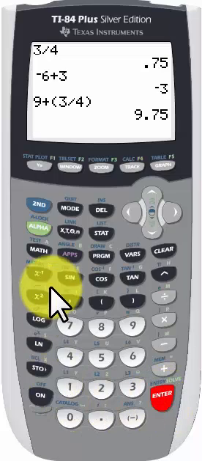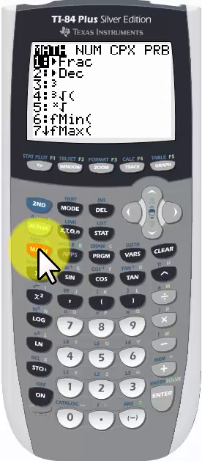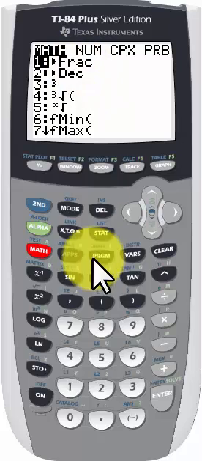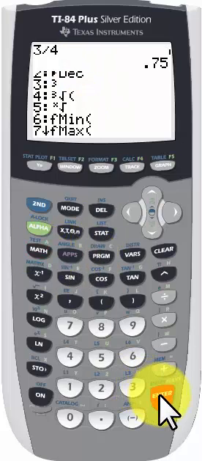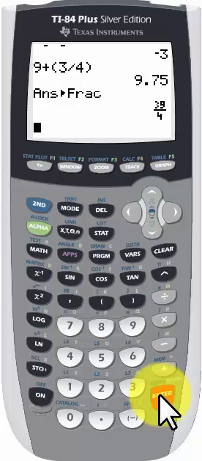And the way you do that is by hitting the math key. If I hit math, you will see the very first option, option number 1, has a little arrow and it says frac. That means turn my decimal into a fraction. So I would hit math, enter, and enter again, and that will give you your fractional answer. Math, enter, enter. You will probably be hearing that a lot this year.